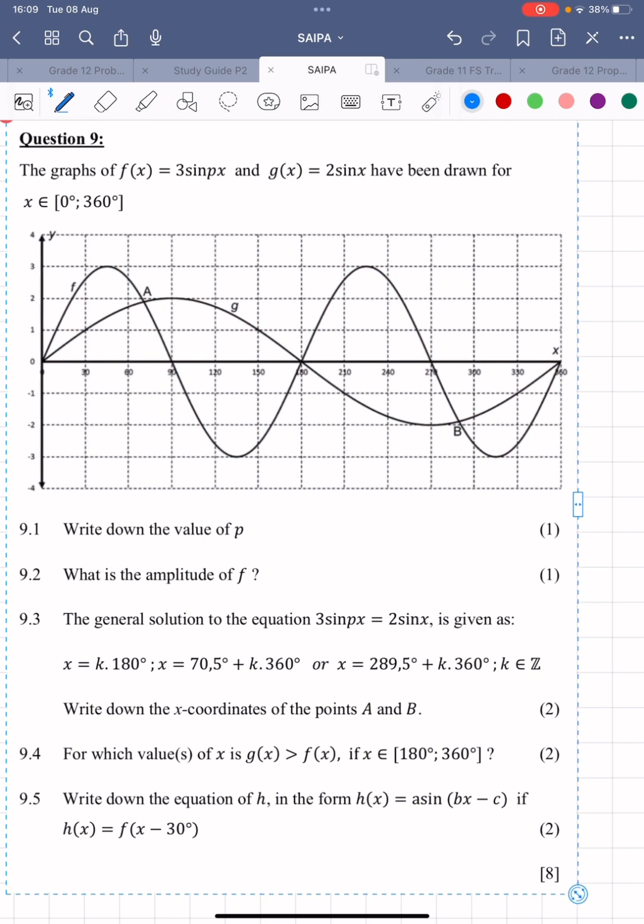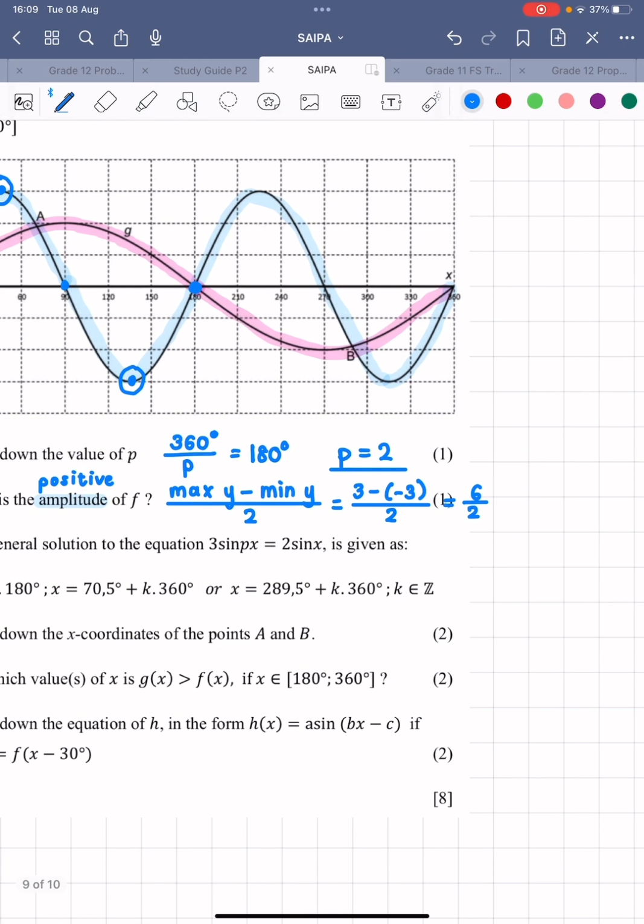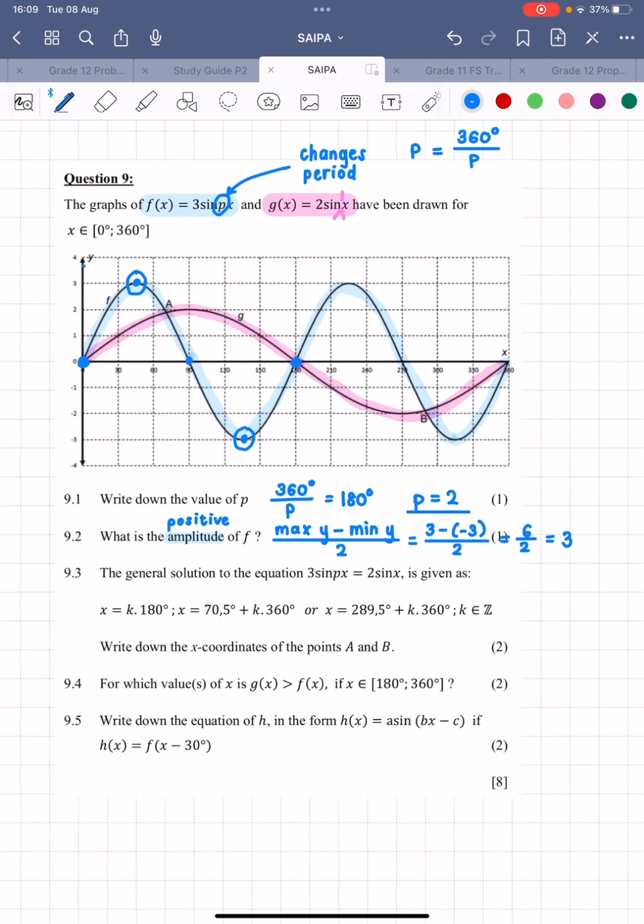So when we're looking at the graph of f, then our maximum value is 3, our minimum value is -3. So if we want to use this formula, we can say 3 minus -3 divided by 2. Now 3 minus -3 is actually 3 plus 3, so this is going to give us an answer of 6 over 2, which is then equal to 3. That is the amplitude.